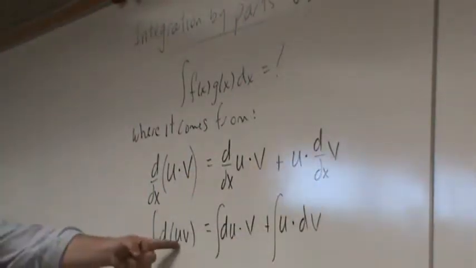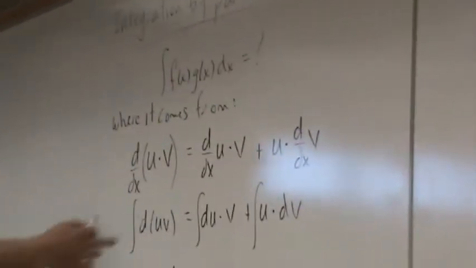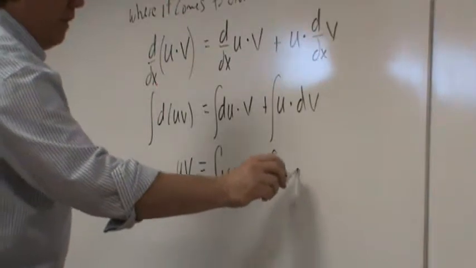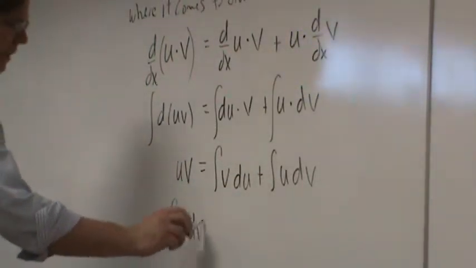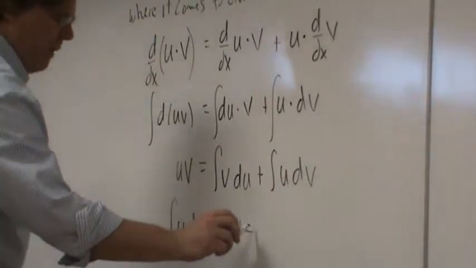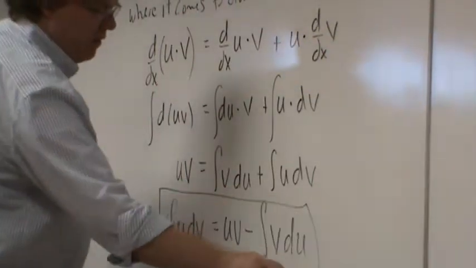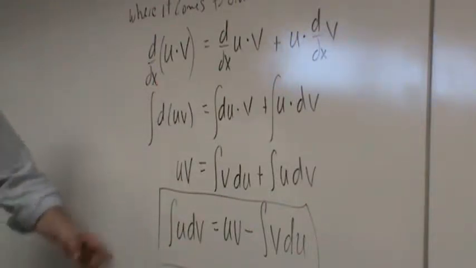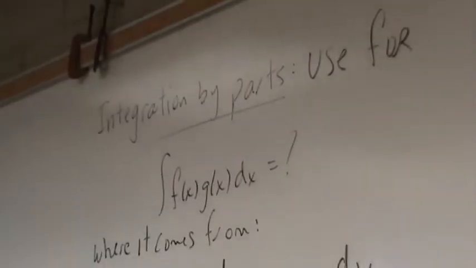The antiderivative of d(uv), the antiderivative of d anything, is just going to be what you had. But these guys I don't get to do anything with. I get the integral of v du plus the integral of u dv. And then I'm going to solve for the integral of u dv. So I get the integral of u dv equals uv minus the integral of v du. And guess what? This is the integration by parts template. This is the thing you're going to have to memorize. That's the template you're going to use to rewrite integrals like this and make them doable.